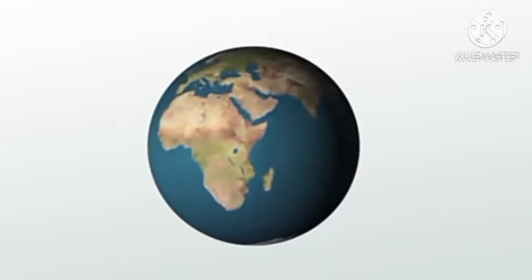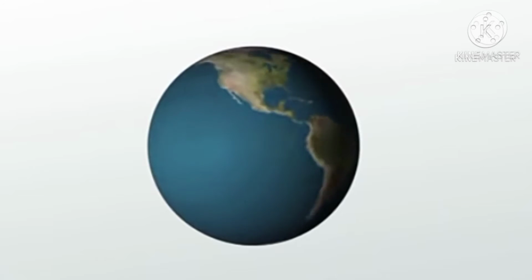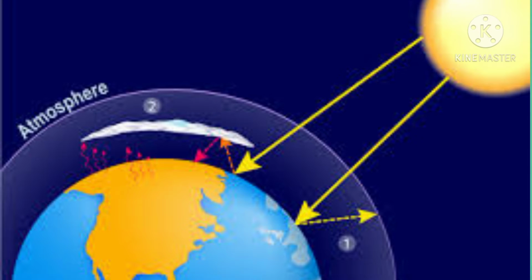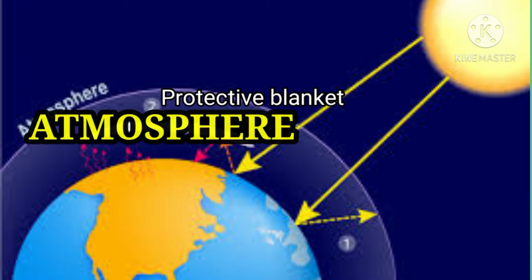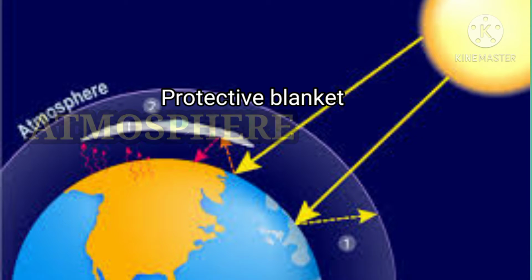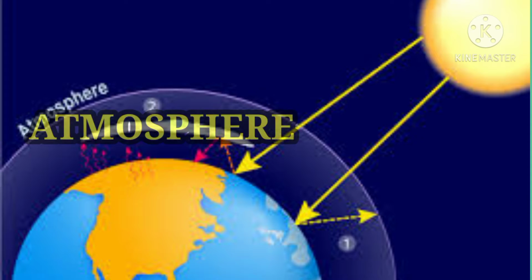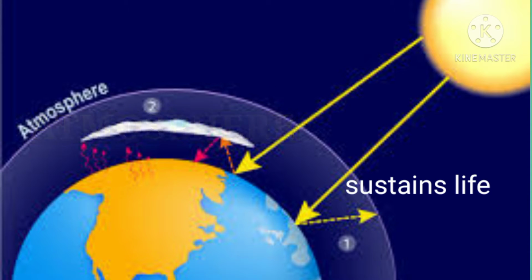Let's talk about the outer sphere of the planet Earth. The air surrounding our Earth's surface is called atmosphere. It implies the protective blanket of gases surrounding the Earth. It sustains life on the Earth. It saves it from the hostile environment of outer space.